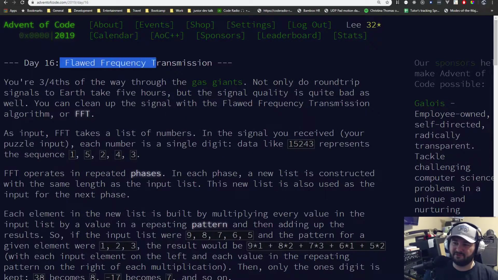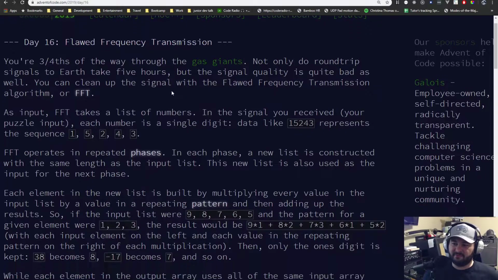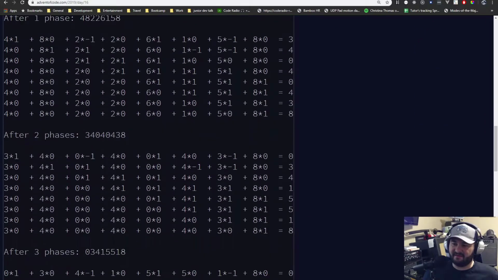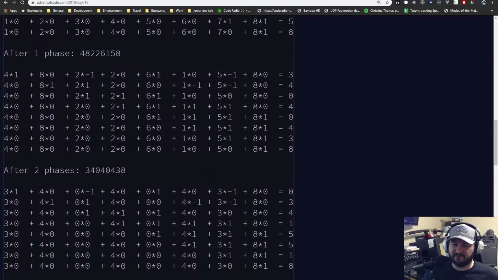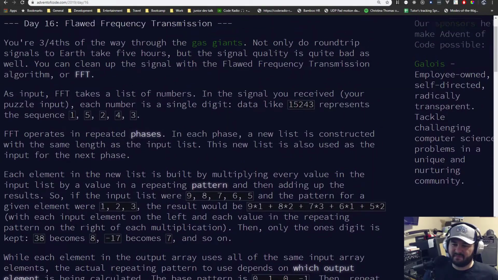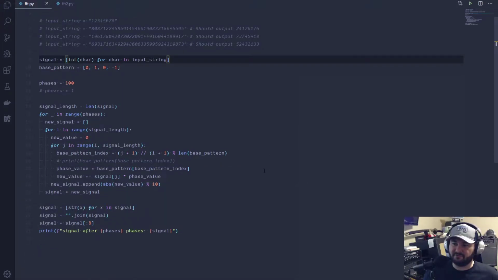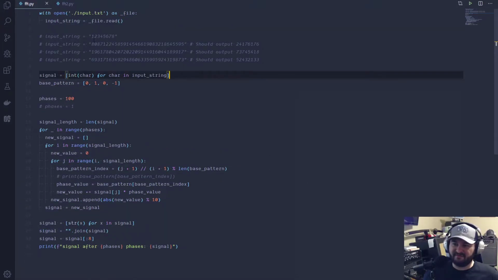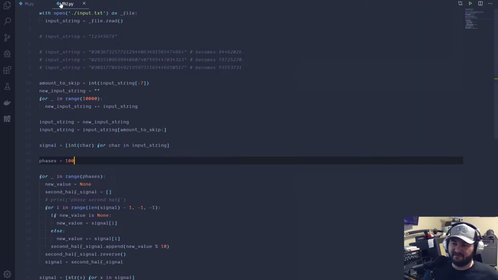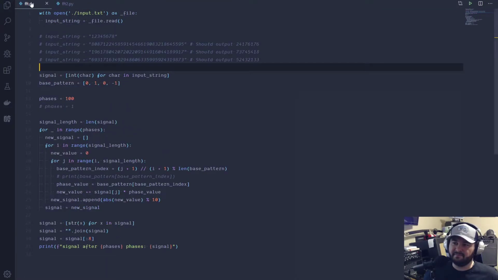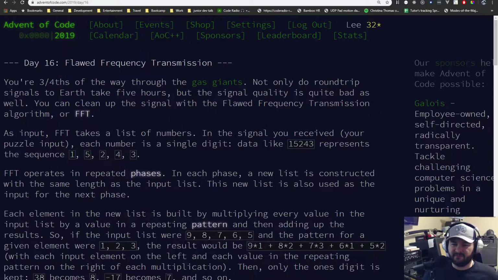This one is called Flawed Frequency Transmission. So you can see that there is an absolute ton of stuff to read for this one. But if you look at the code, here's my code for the solution for part 1. It is 31 lines, including some examples. And then part 2 is about 38 lines, including some examples. So you would think that that would be easy, or it means that it's easy. It was not. So let's actually dig into the directions real quick.